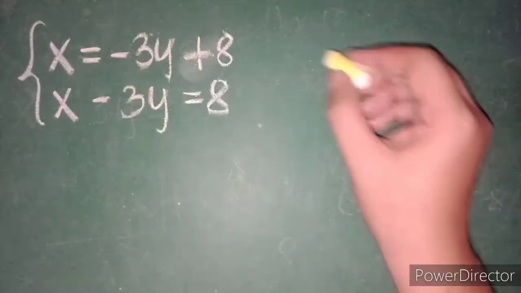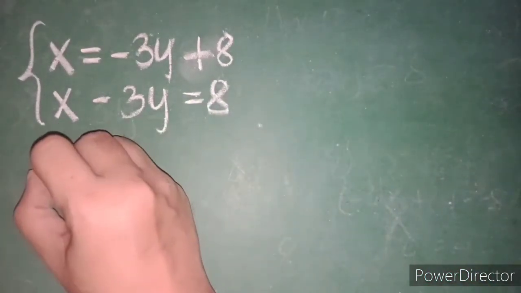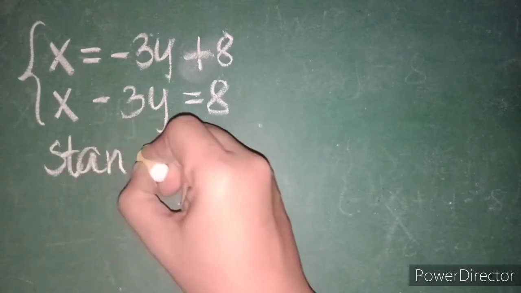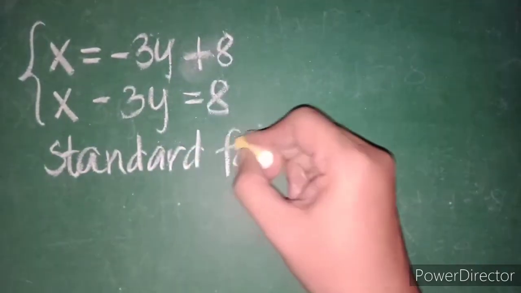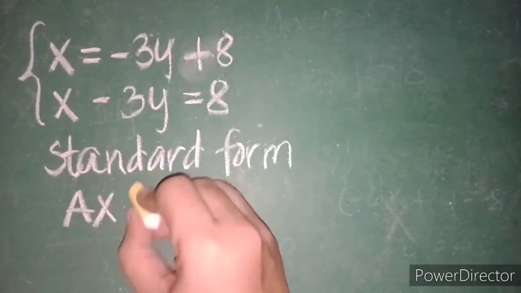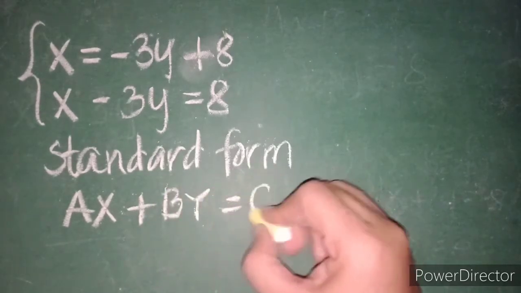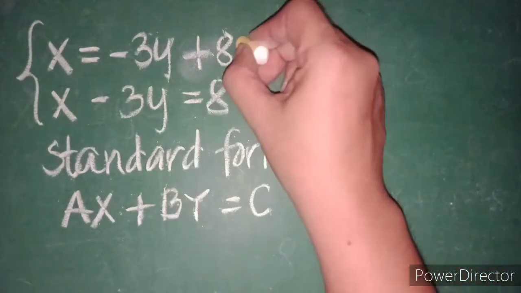Okay, next, let's have another example. The system of x equals negative 3y plus 8 and x minus 3y equals 8. Kung mapapansin ninyo, hindi siya nakaayos sa standard form. Para ma-solve natin yung system of linear equations in two variables, kailangan nakaayos sa standard form which is ax plus by equals c. Okay, so x equals negative 3y plus 8.